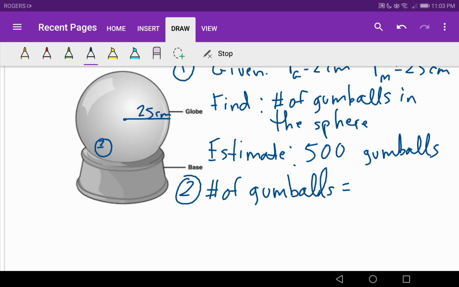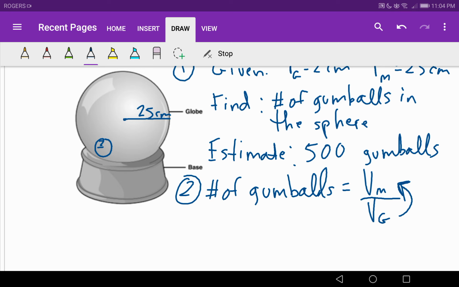Well, you're going to take the volume of the machine and you want to find out how many times bigger the volume of the machine is than the gumball. So what you do there is you divide the volume of the machine by the volume of one gumball. All right? So basically you're finding how many gumballs fit into the machine. That's what dividing means, right?